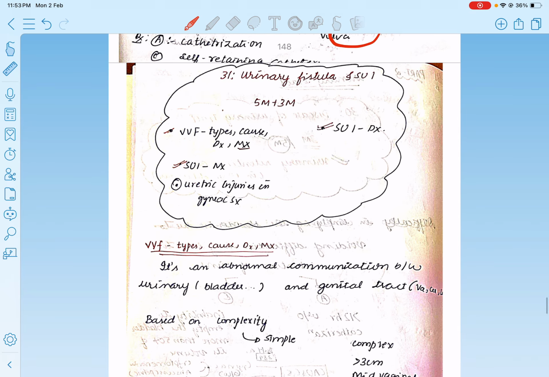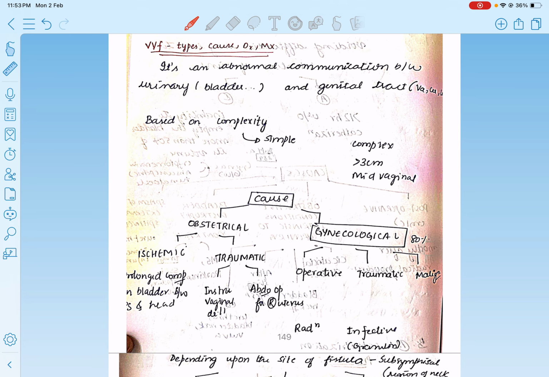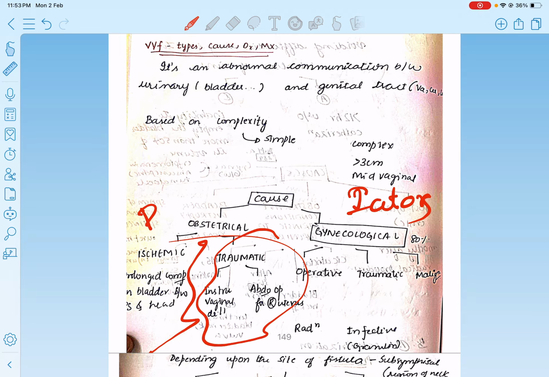Again, fistulas, I am sure, is something which you have to know. So these are the causes, so make sure iatrogenic is something which you have to mention. Then related to obstetrics, you need to talk about perineal tears. Okay, that is one important thing.